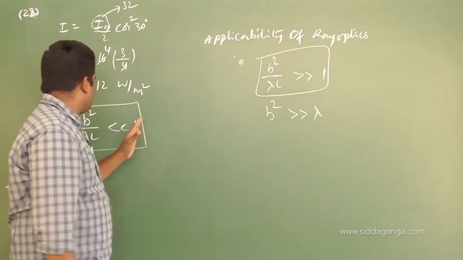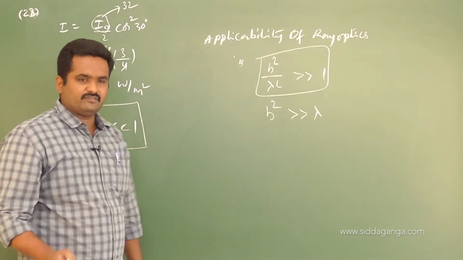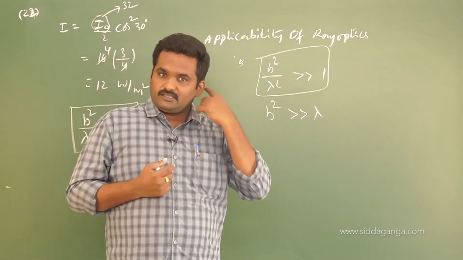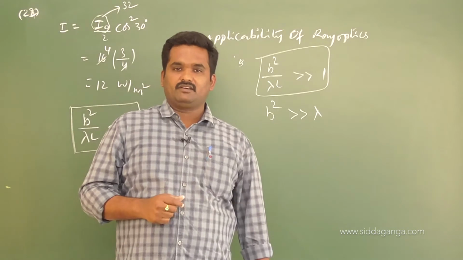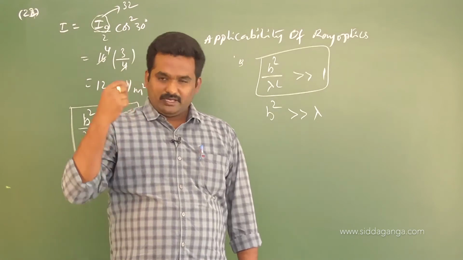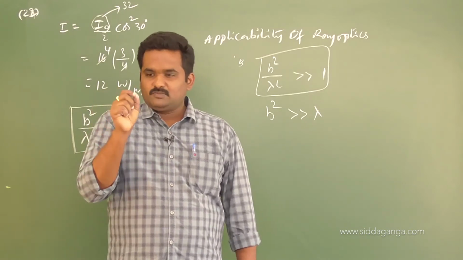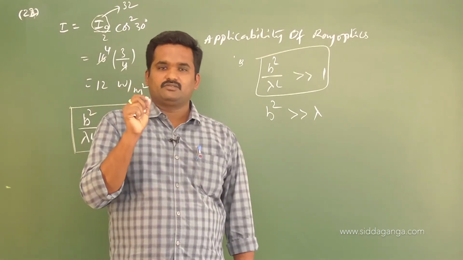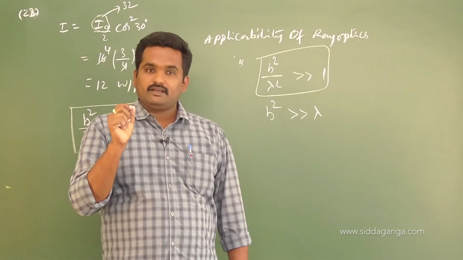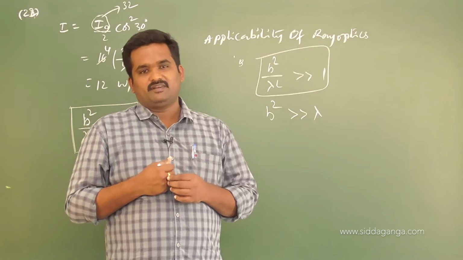Whereas wave optics applicability is for this condition, B square should be very much less than lambda. As an example of diffraction, even the twinkling of light is due to this diffraction phenomenon. When light is propagating through the medium, bending of light is a phenomenon we call diffraction. When light encounters a small dust particle which is very small in size compared to the wavelength of light used, in such a condition we study that as the diffraction phenomenon.